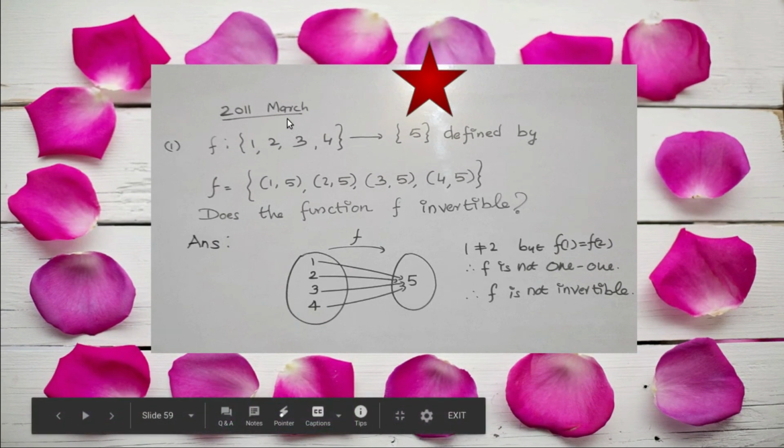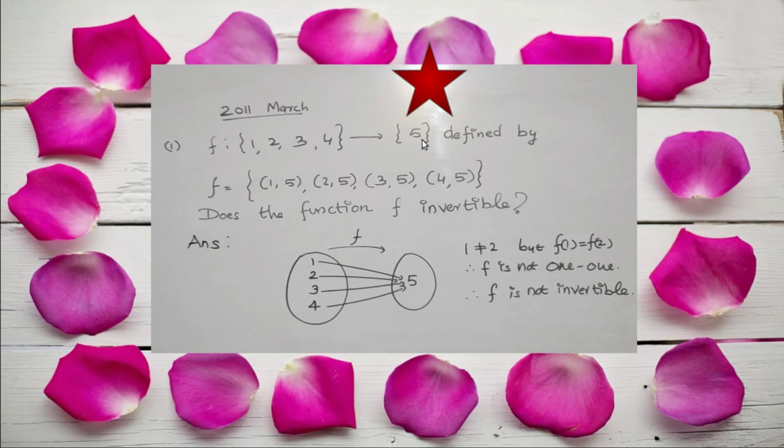Now, 2011 March. First one: f from set {1, 2, 3, 4} to set {5} defined by f equal to {(1,5), (2,5), (3,5), (4,5)}. Is the function f invertible?